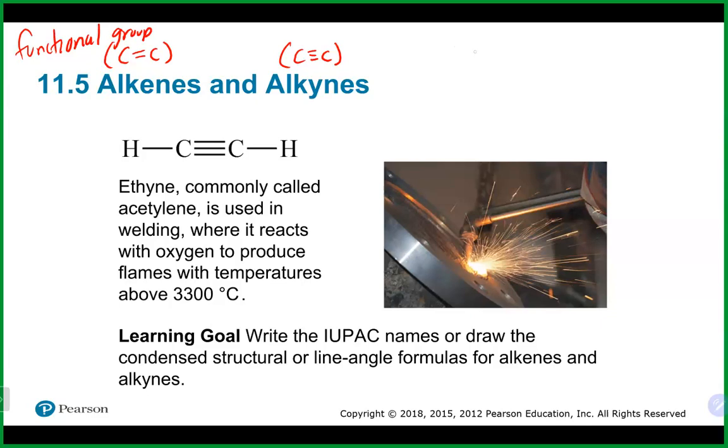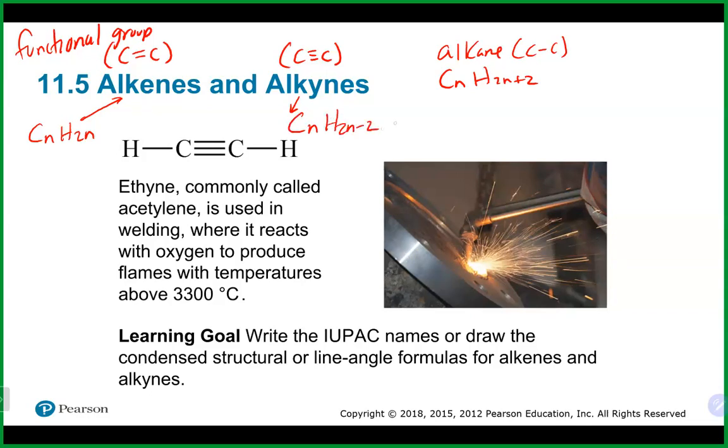So in terms of general formulas, if we go back to our alkane as a reminder, that's our carbon-carbon single bond. It has CnH2n+2, and again, that tells us how many hydrogens it should have. When we get to our alkenes, because we put on a bond, we lose 2 hydrogens, so these have a formula of CnH2n. For our alkynes, because we put on one more bond in addition to the double bond, it loses 2 more hydrogens, which means it's CnH2n-2.